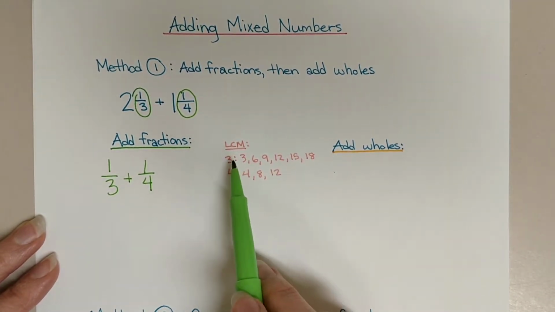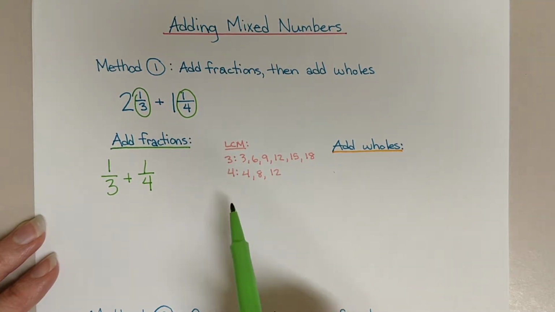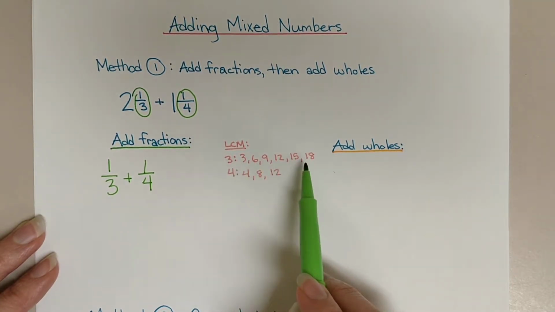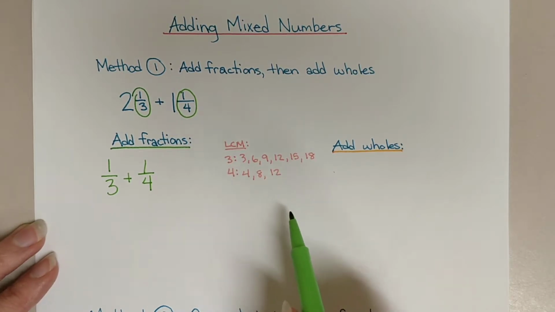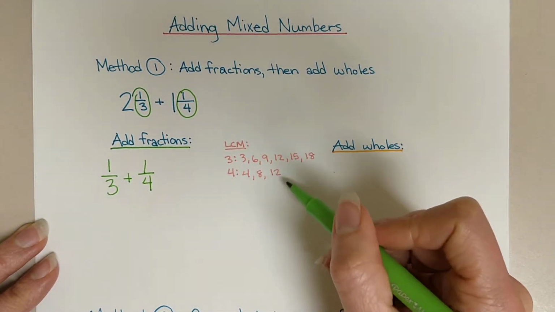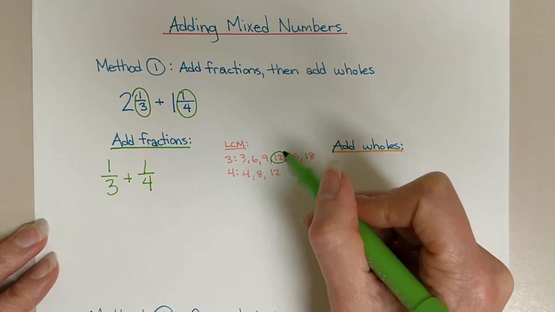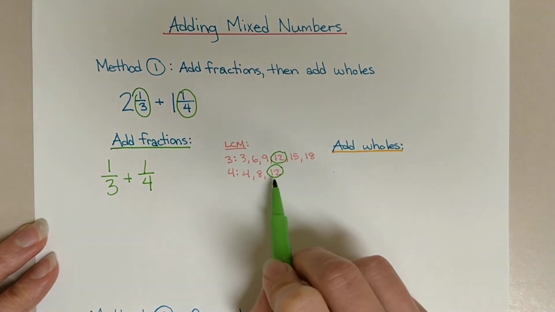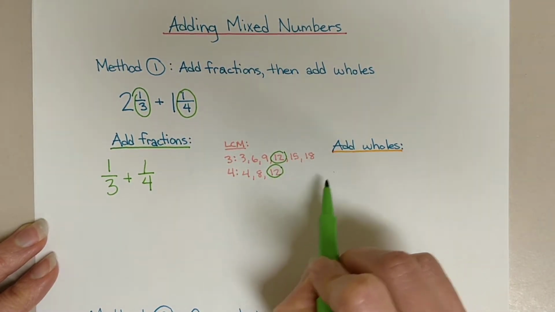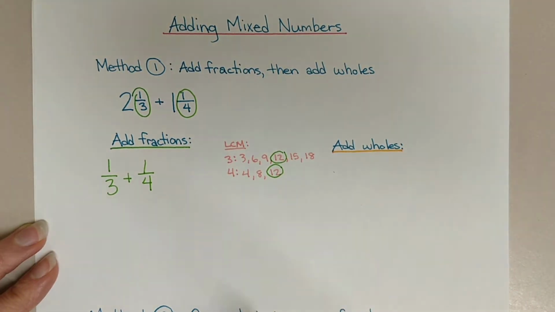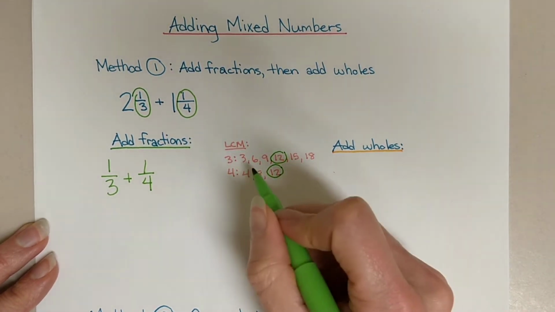So over here I've written out my multiples. I'm going to find the lowest common multiple between 3 and 4. So I'm going to look at all my multiples of 3 and my multiples of 4, and I'm going to circle the one that they share. That's the smallest. If I kept writing more and more multiples out, I eventually would find more that they share, but I want to use the smallest one. So my smallest one is 12.